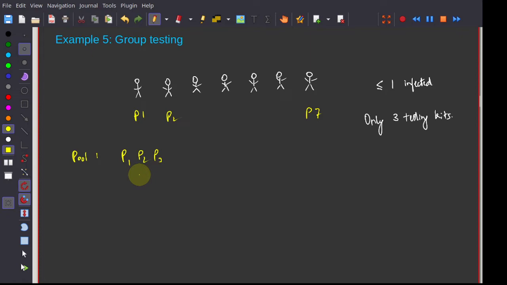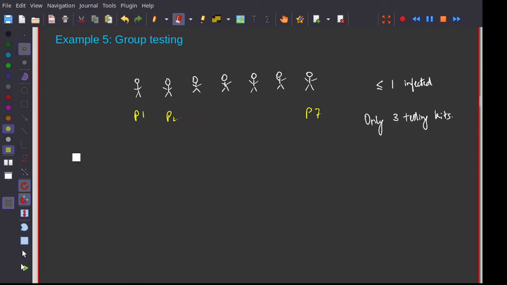Now the puzzle I'm giving you is: I have 3 testing kits. How do I find out who is infected? I claim that 3 testing kits are enough. If we have n, it's log n. Okay, but give me a scheme.